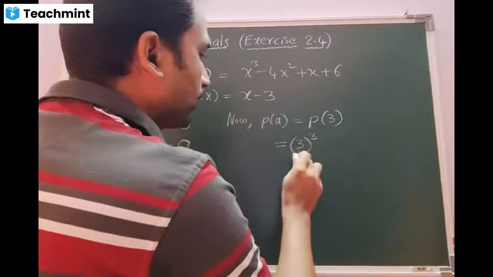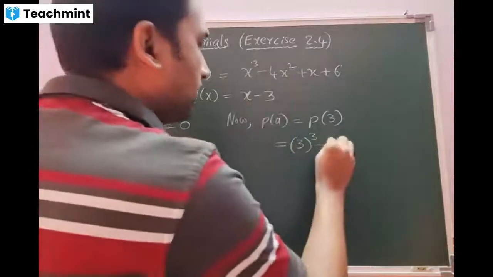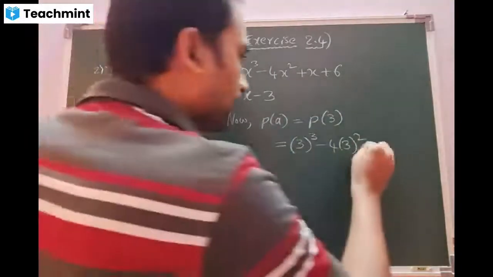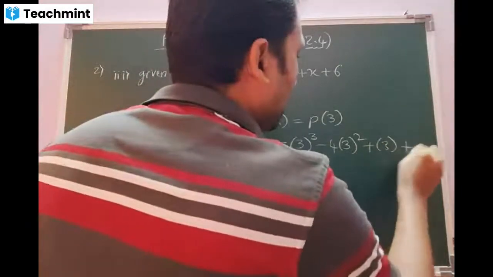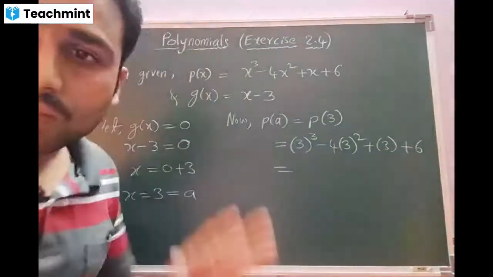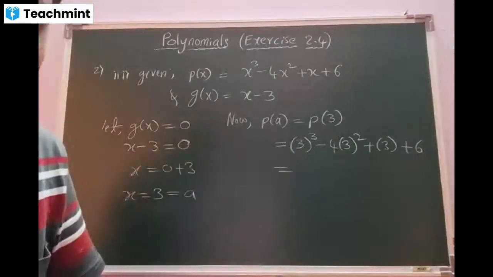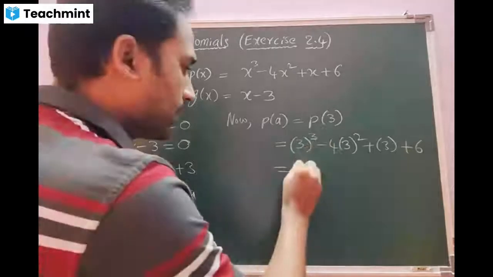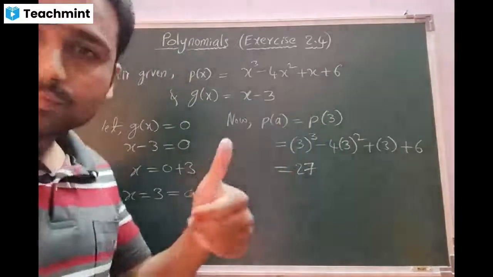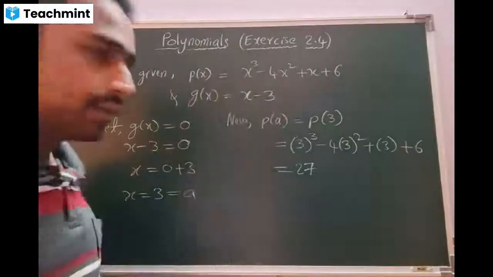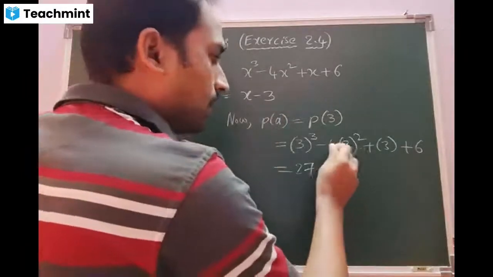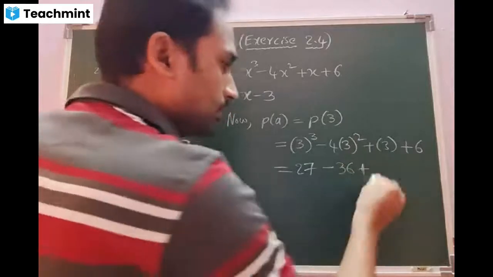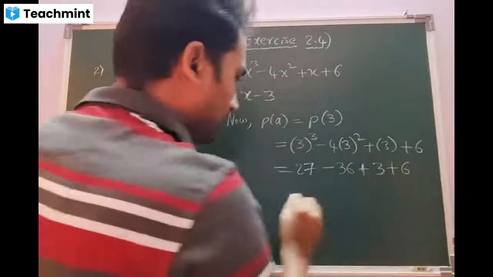3 cube minus 4 into 3 square plus 3 plus 6. Students, am I audible? Yes, sir. Okay. 3 cube, how much, beta? 27. What about this one? 3 square is 9. 9 into 4 is 36. Yes, plus 3 plus 6.